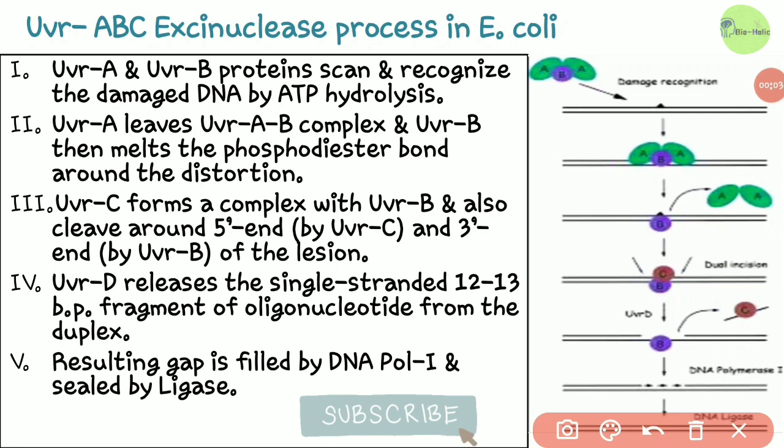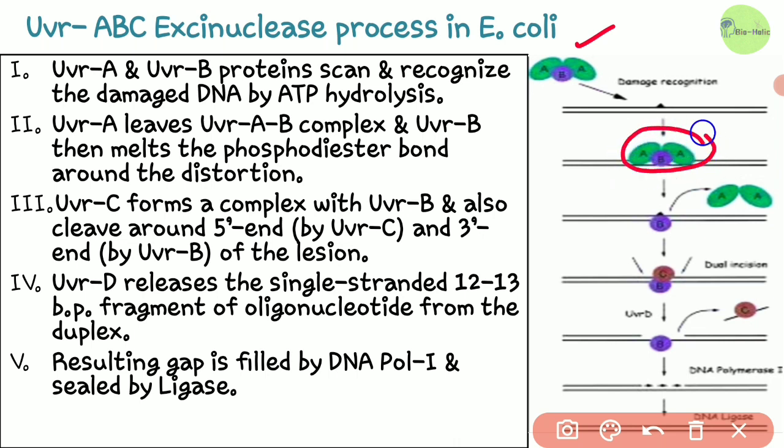Now let's see what is the process of nucleotide excision repair in case of E. coli. So first of all, UvrA and UvrB proteins come and scan and also recognize the damaged DNA by ATP hydrolysis. Then after scanning and recognizing, UvrA leaves the UvrAB complex. Then UvrB melts the phosphodiester bond around the distortion, and then UvrC comes and forms a complex with UvrB.